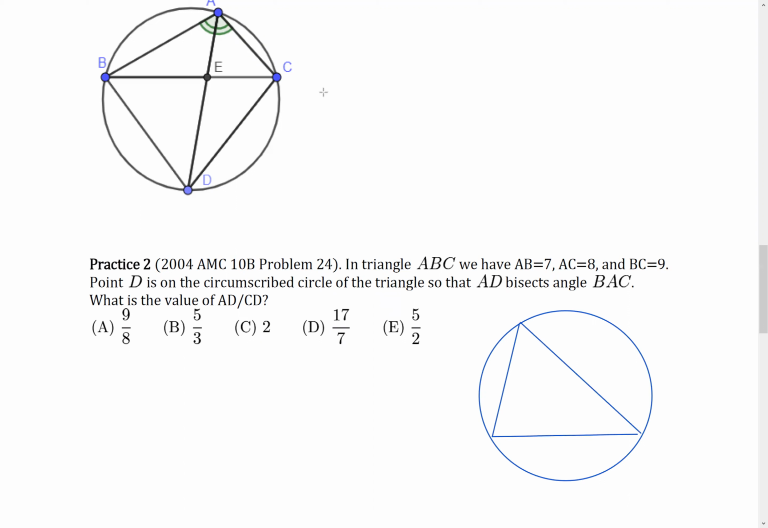This circumcircle triangle ABC, AB is 7, AC is 8, this is 9. Point D is on the circumcircle, so that AD bisects BAC. Okay, AD. This is exactly what we're talking about today. Okay, good. Right here. Find the value of AD over CD. AD over CD.